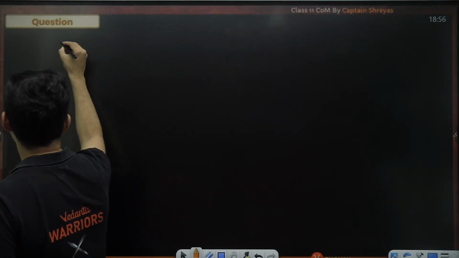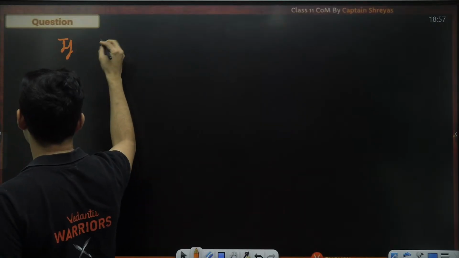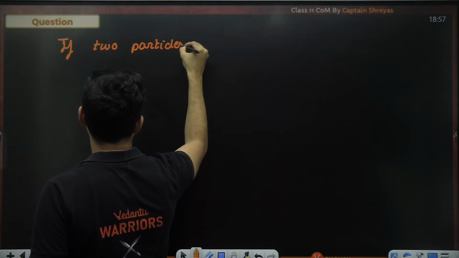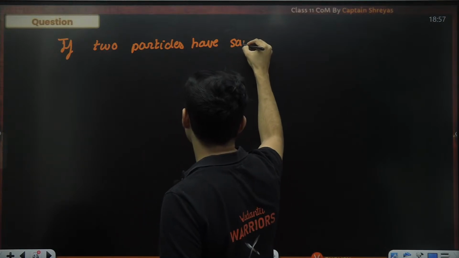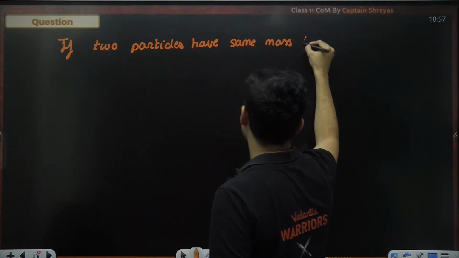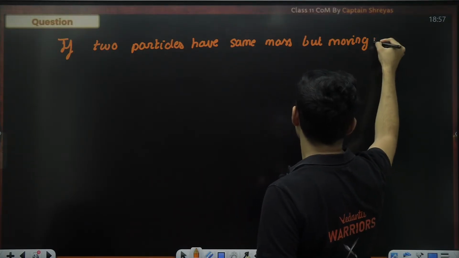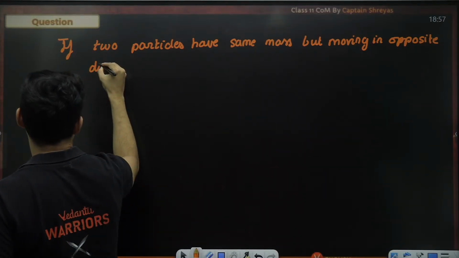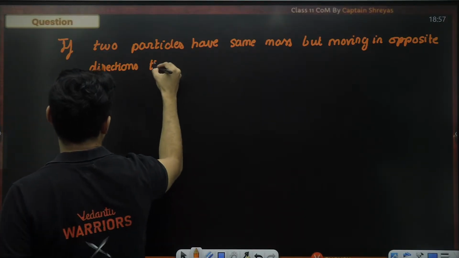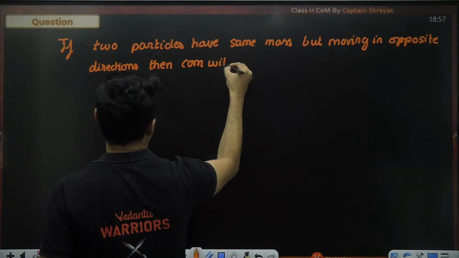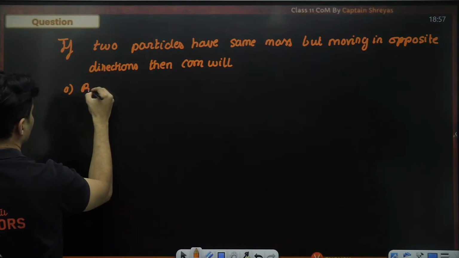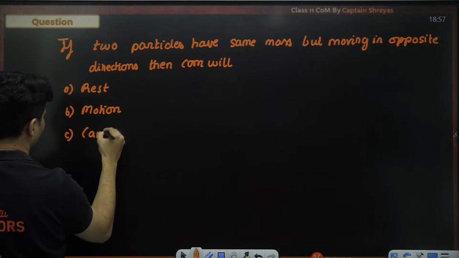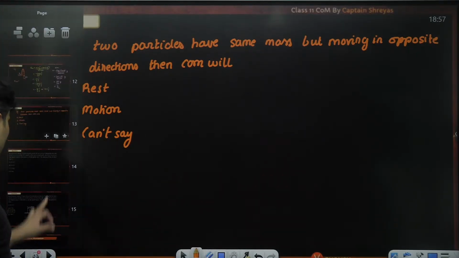The next question is as follows: if two particles have the same mass but are moving in opposite directions, then the center of mass will, option A, stay at rest, option B, be in motion, option C, can't say, it can do anything. What do you think is the correct answer for this?